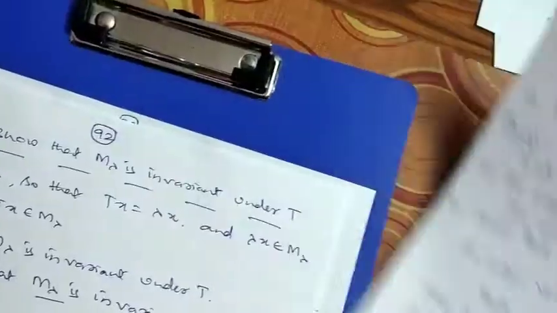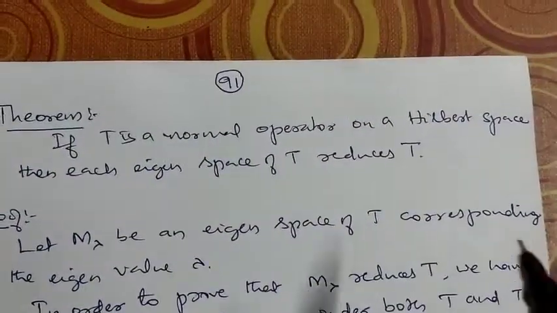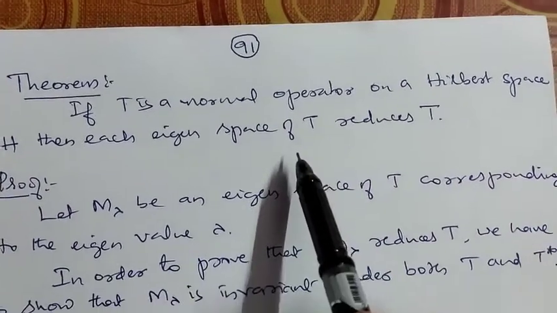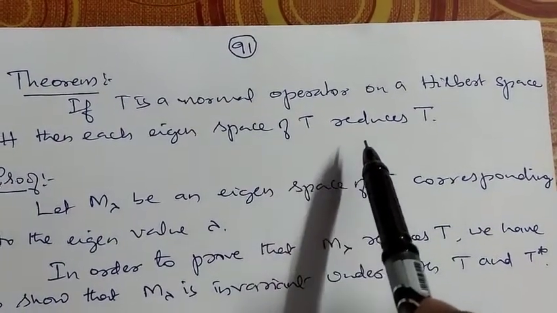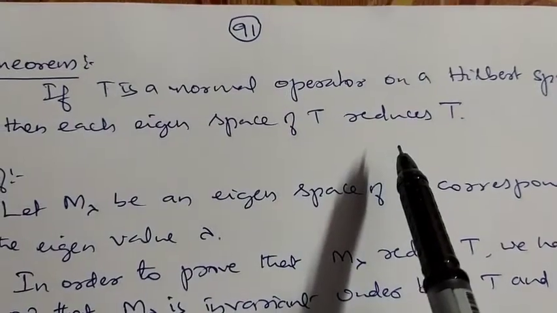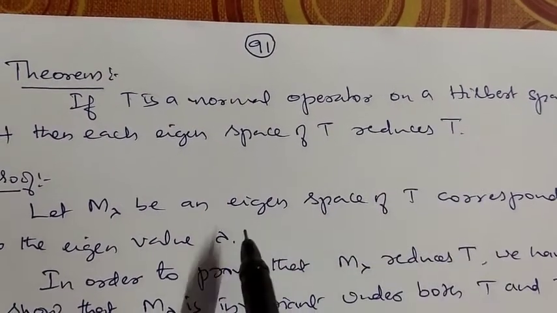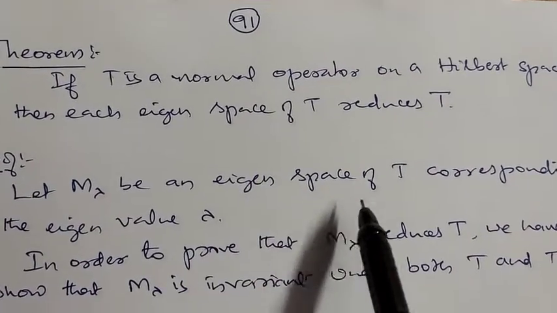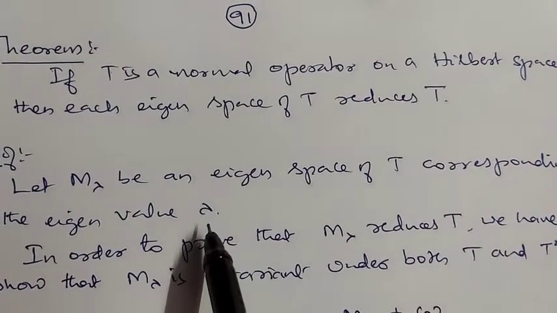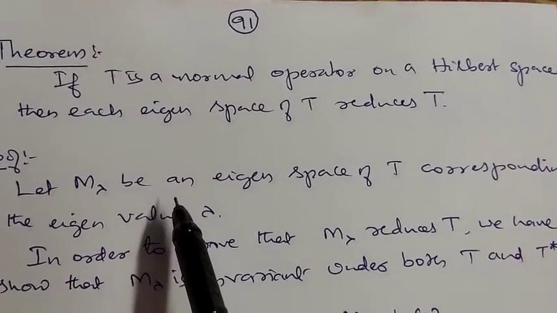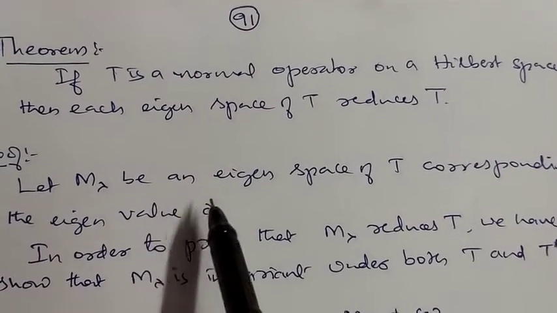This result says, suppose T is a normal operator on a Hilbert space H, then the eigenspaces of T reduce T. So now let M lambda be the eigenspace of T corresponding to the eigenvalue lambda. Now we show that M lambda reduces T.